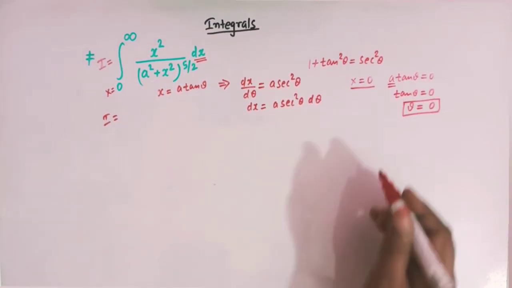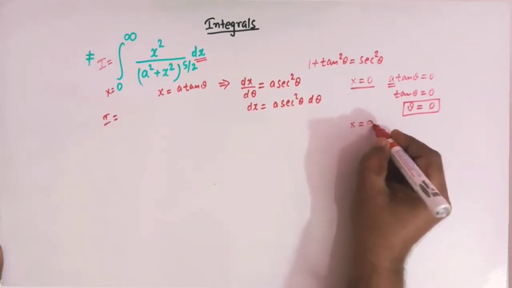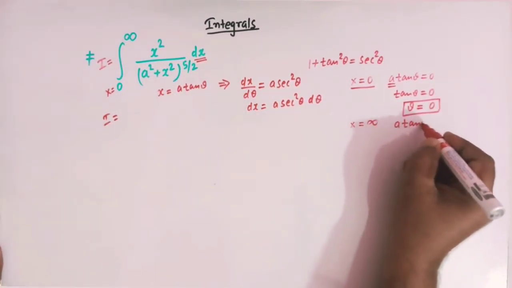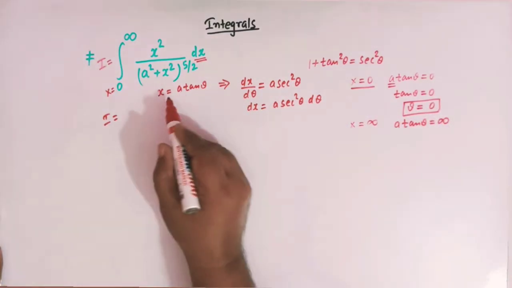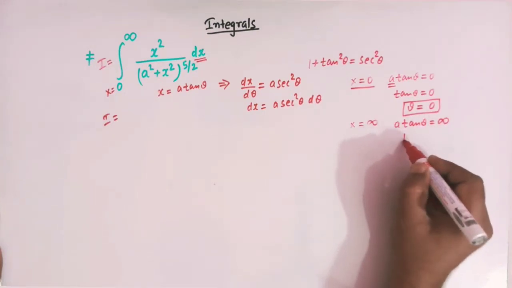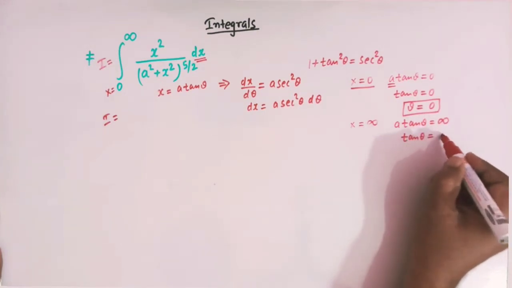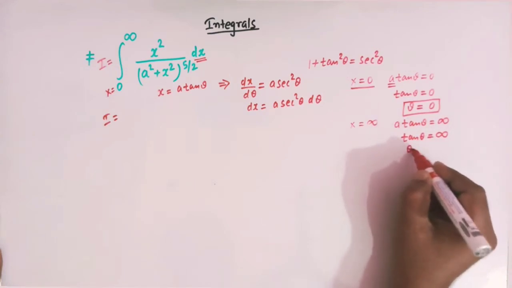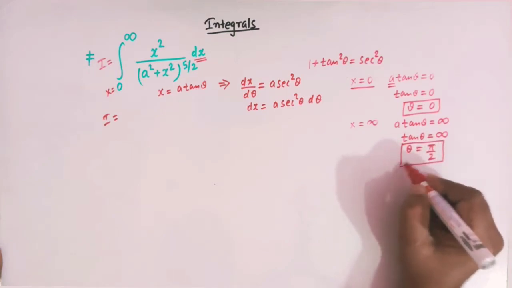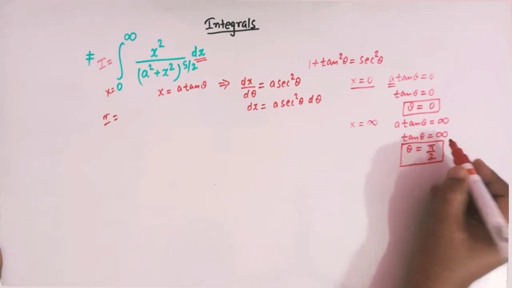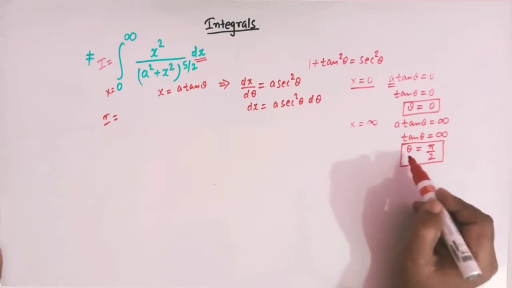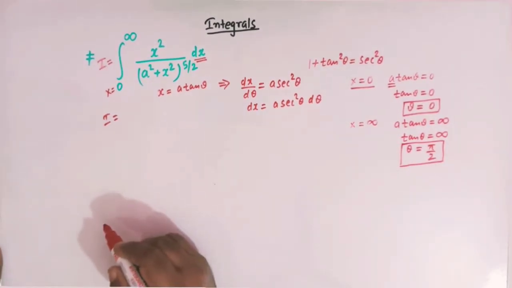Now when x is equal to infinity, then a tan theta is equal to infinity. So tan theta is equal to infinity, and we know that for theta equal to pi by 2, tan pi by 2 is infinity. Tan theta is not defined for theta equal to pi by 2.